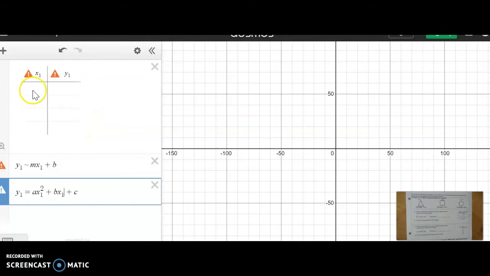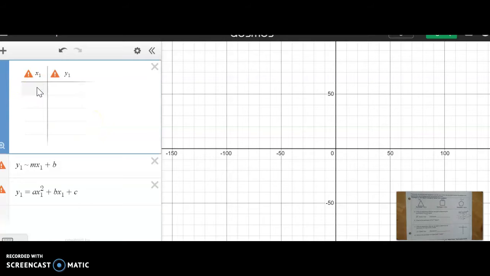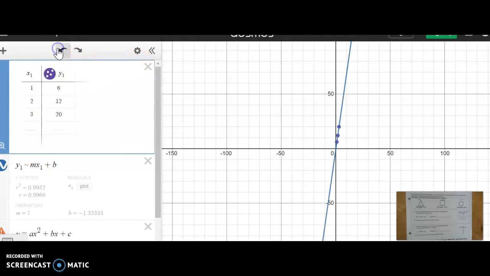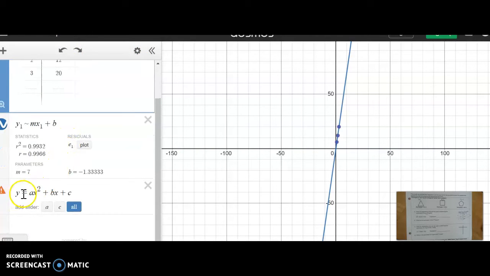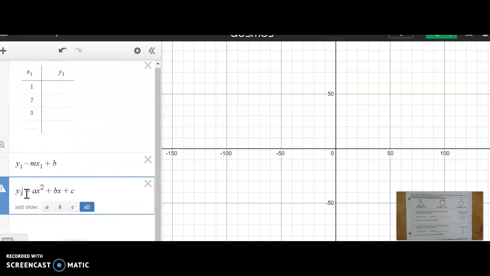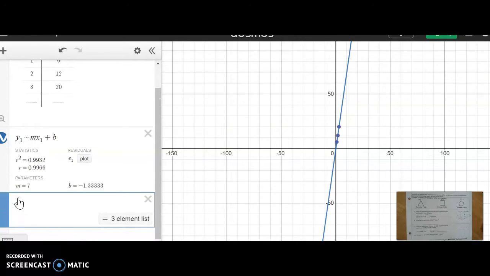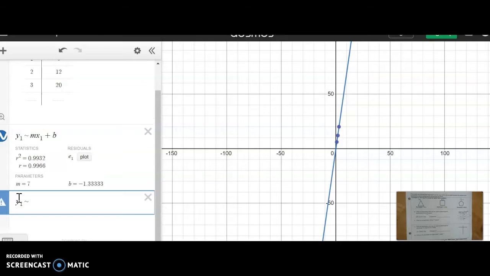What happened to my table? Ah, my table disappeared. Let's see what happened. Maybe I can't do it. Oh, I had an equal sign, I bet. Oh, sorry.